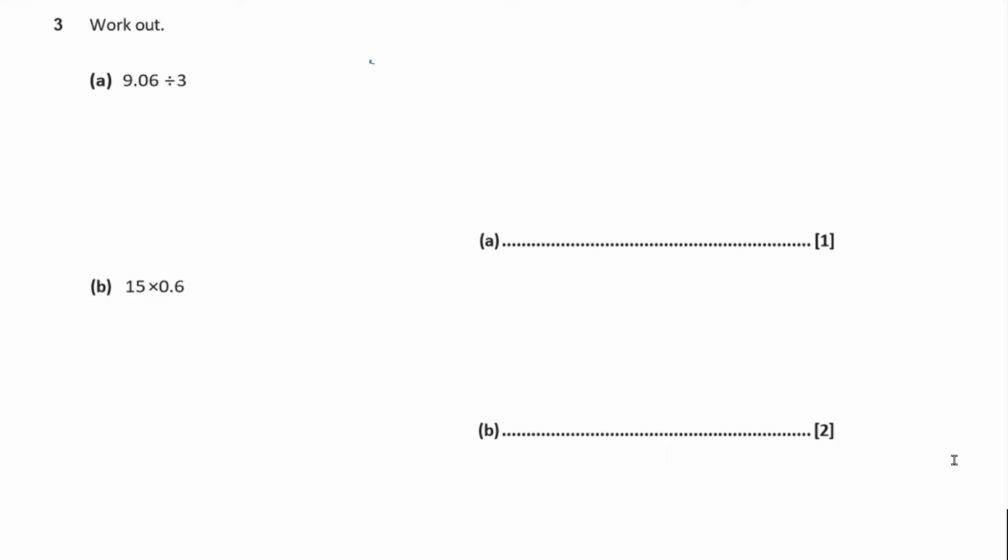I'm going to do this by short division. So I'm going to put the divisor on the outside and the thing I want to divide under the bus shelter like that. And I'm going to say, well, how many times does 3 go into 9? It goes in 3 times.